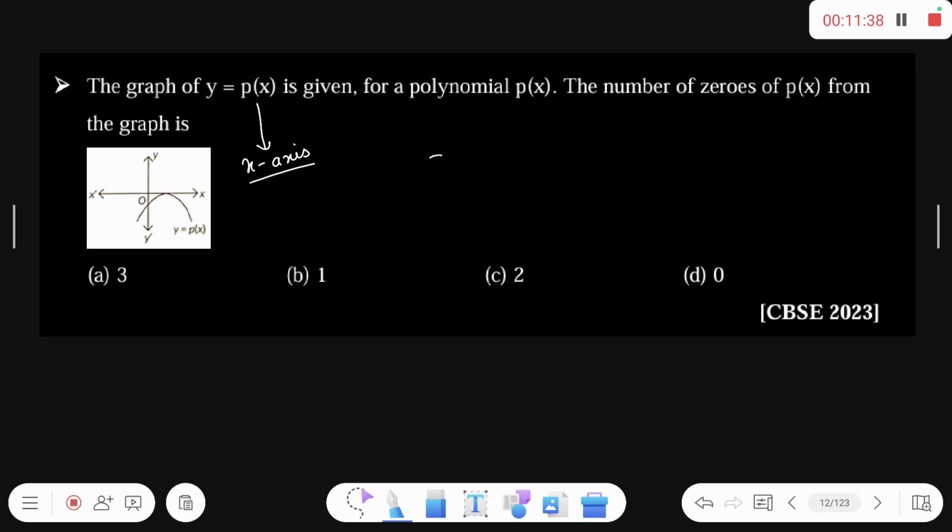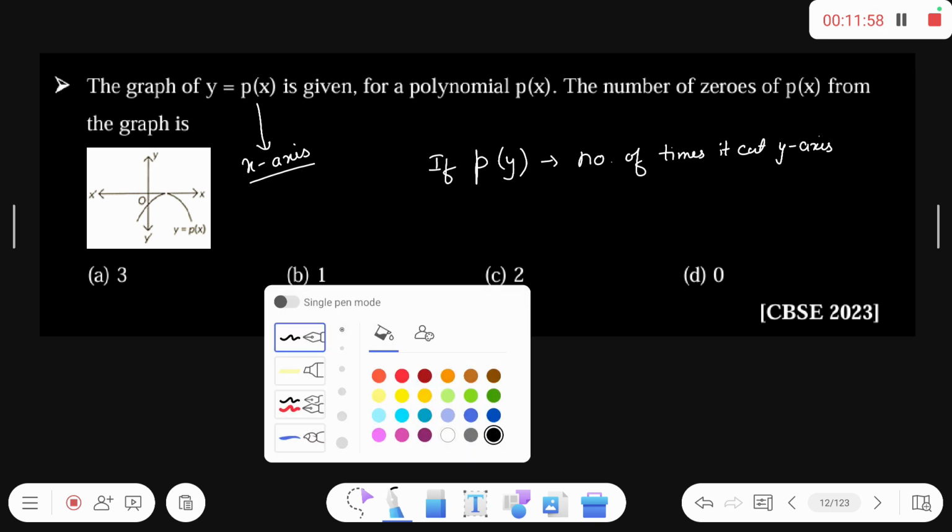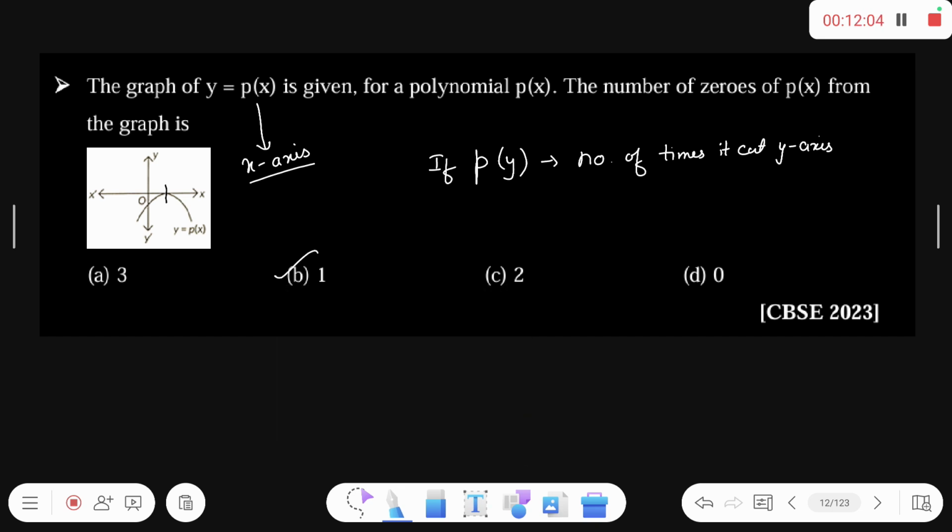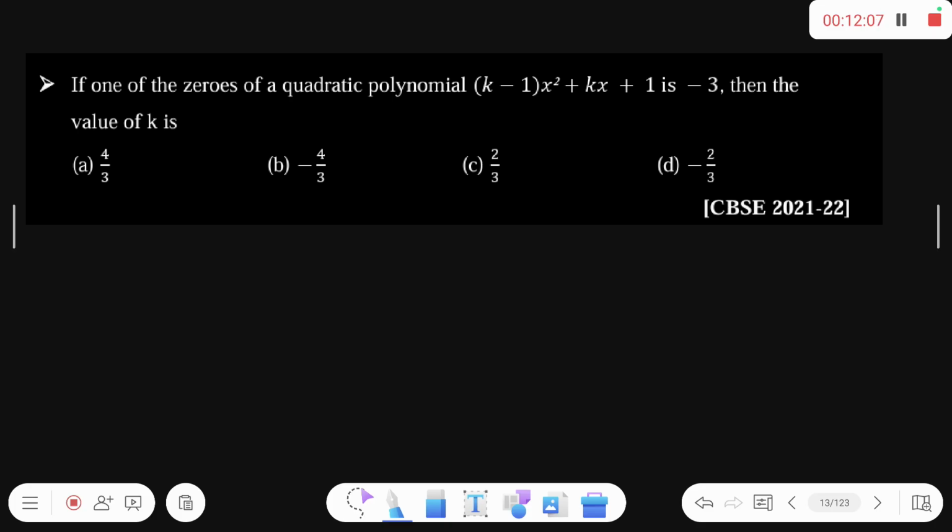If the polynomial is in p(y), then you have to count the number of times it cuts the y-axis. For this particular graph, it cuts at only one position. Hence, your answer will be 1, option B. Next slide. Your next question is: if one of the zeros of the quadratic polynomial is minus 3, then you have to calculate the value of k.